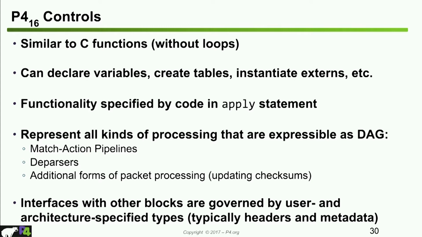With control blocks, we can express all sorts of processing that's expressible as a directed acyclic graph. For example, match action processing, or deparsers, or additional forms of packet processing, for example, updating checksums. The interfaces between a particular control block and the other blocks in an architecture are governed by user and architecture-defined types, which are typically headers and metadata.